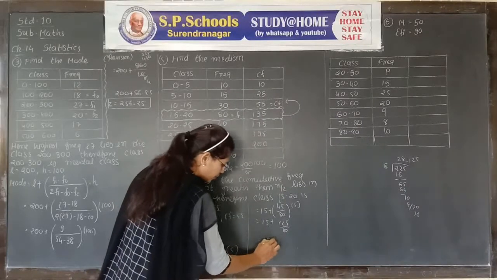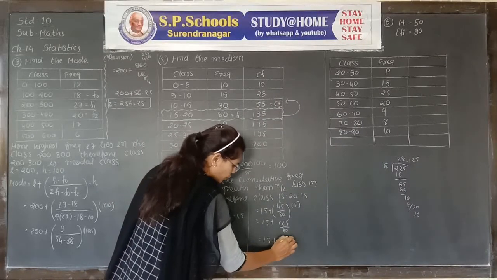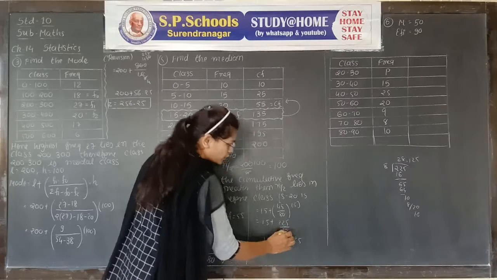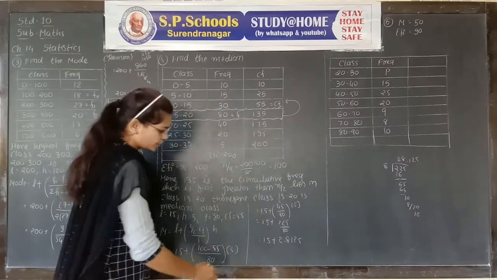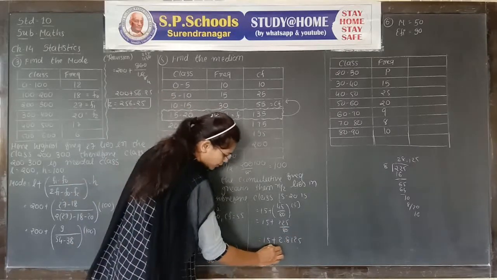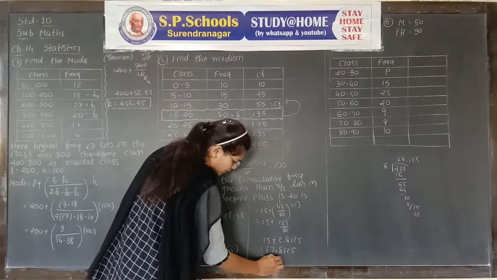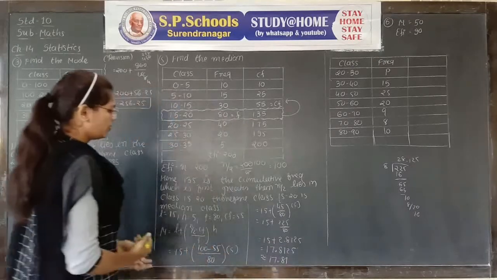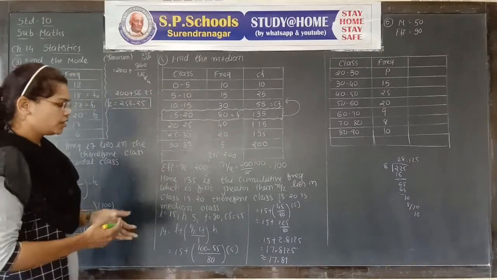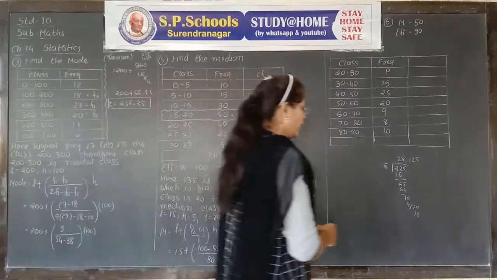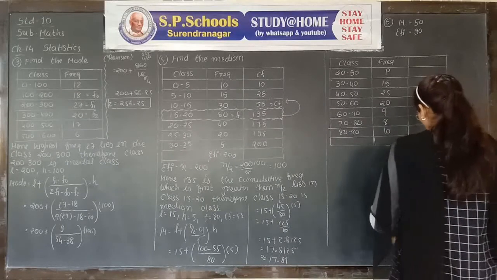28.125, 15 plus 28.125, but 10 remains, meaning 2.8125. Our answer is 17.8125, which is approximately 17.81. 17.81 is the median of the given data. Hence, the simple median is obtained.